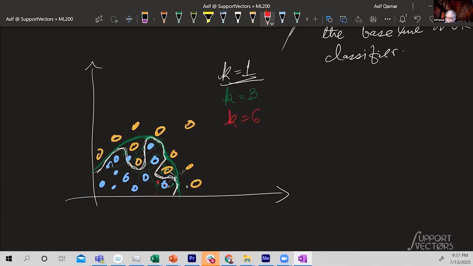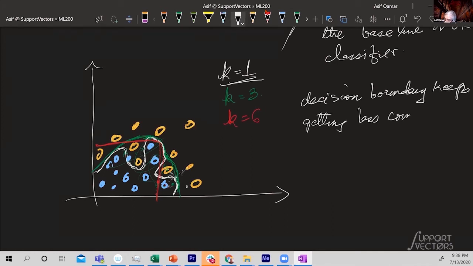How would it look like? I don't know. It would probably look something like this. Let me just simplify it. I'm trying to just develop the intuition and perhaps cheating a little bit in my point, but we'll do it actually in code, and you'll see it much more realistically. So what can you say of the decision boundaries? Do you notice that the decision boundary keeps getting less complex, isn't it?